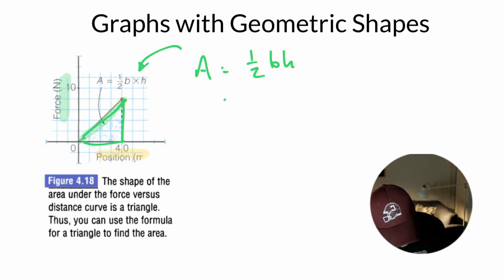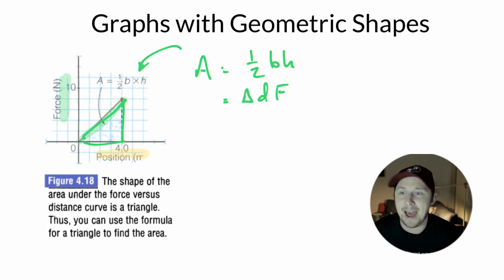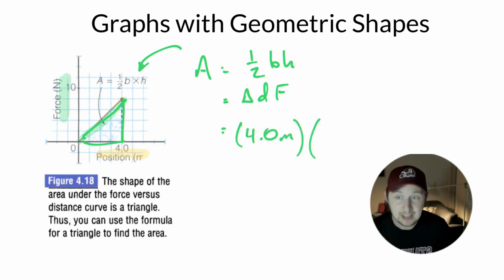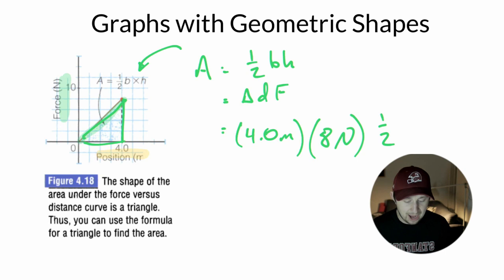1/2 the base of this guy, if we were to put it in here, is delta D. That's our change in position. The height is our force that's applied to it. And so at the maximum of this, we apply 2, 4, 6, 8 newtons of force. And so we would substitute in those numbers there. So our change in position is 4.0 meters times the amount of force that we put on it, which is 8 newtons, times the 1/2.